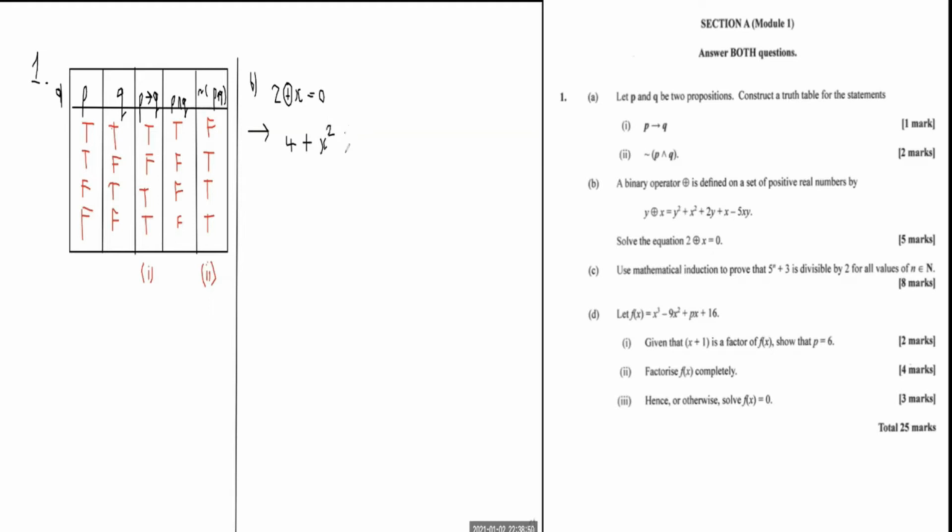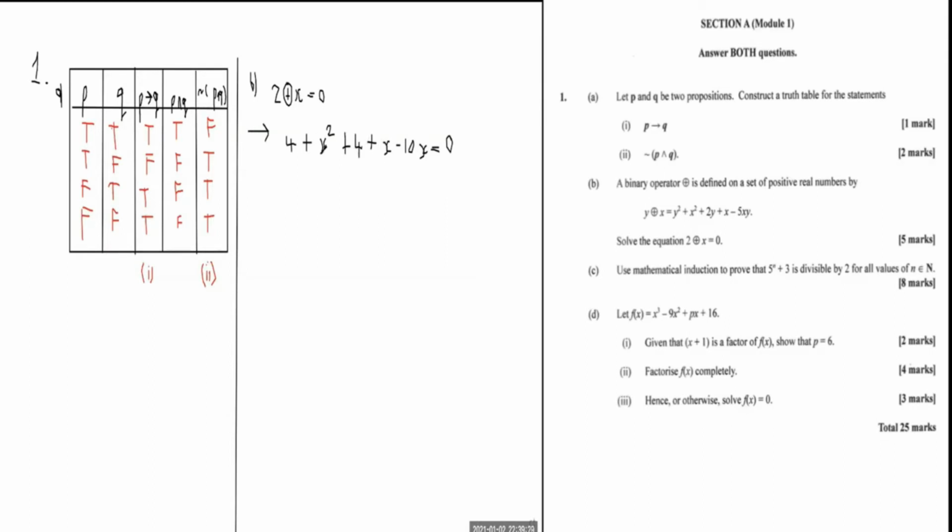Anywhere we see y, we replace with 2, so 2y becomes 2 times 2, which is 4, plus x, minus 5xy, and anywhere we see y, replace y with 2. So 5 times 2 is 10, so it's really minus 10x. And this is equal to 0.